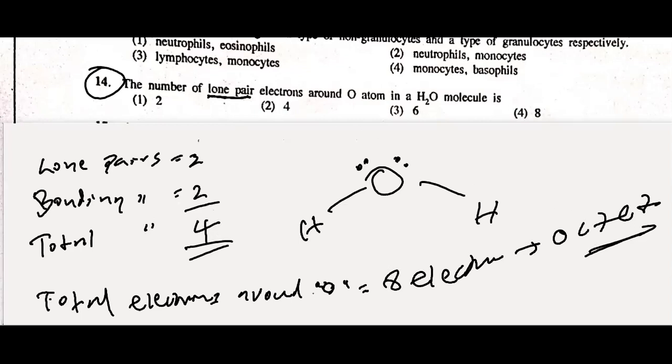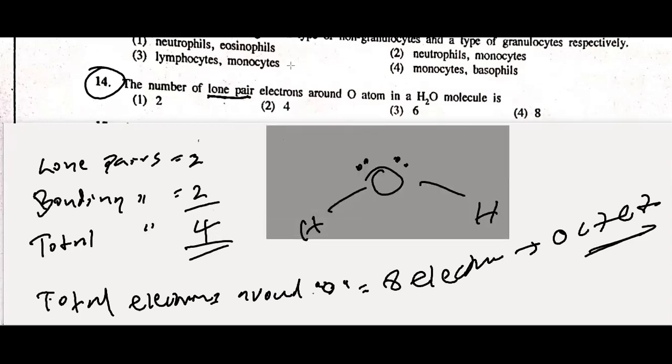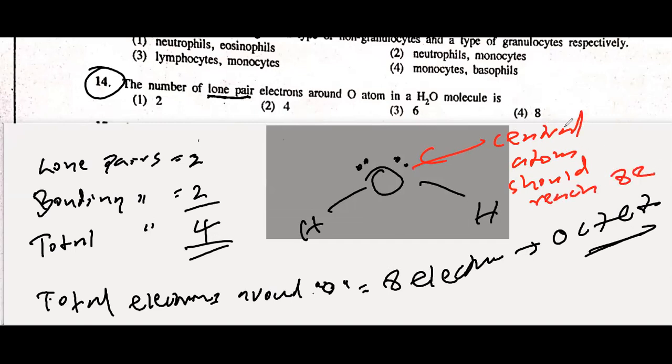That is one requirement of Lewis theory: the central atom should reach an octet, except hydrogen. The central atom should reach 8 electrons. That is called an octet. Is that clear? This is not only for water, it is one condition in Lewis theory. Imagine you draw an ammonia molecule: around nitrogen there will also be 4 total pairs, 1 lone pair and 3 bonding pairs. 4 pairs means 8 electrons, octet.